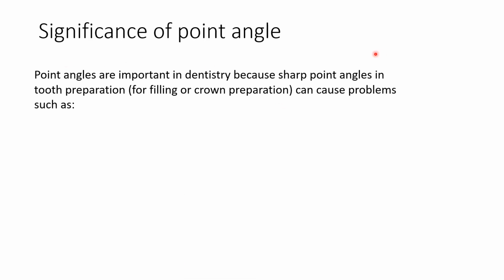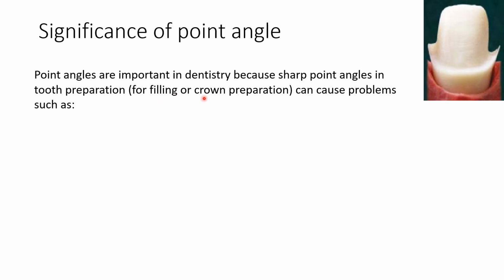So what is the significance of the point angle? Point angles are important in dentistry because sharp point angles in tooth preparation, for a filling or for a crown, can cause problems. What can the problem be? Now this is a line angle, this is a line angle, and these are point angles. If you want to fit a crown on this and you give pressure on this, what will happen? There will be a fitting problem because of this curvature, as you can make out. If the point angles are sharp, there will be a fitting problem.